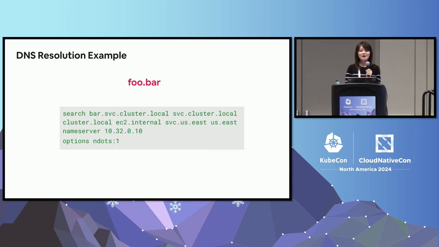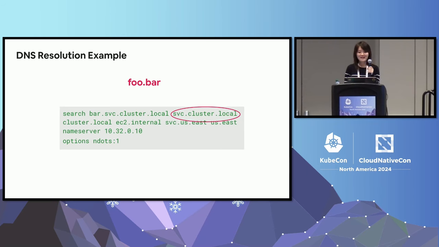This result is not returned to the client yet, as the configuration contains a search domain list. The resolver will append each search domain and send the request to the name server in sequence. foo.bar appends the first search domain here, constructing the record as foo.bar.bar.svc.cluster.local, and sends a request to the name server. Unfortunately, this is still not the correct record and we got another NXDOMAIN here. Don't give up, keep trying.